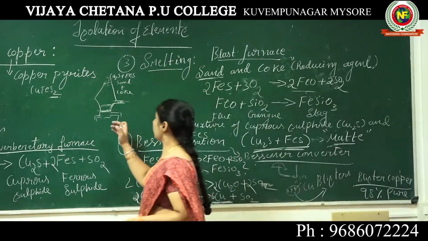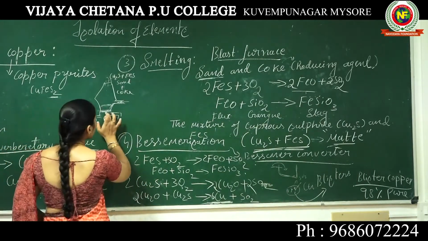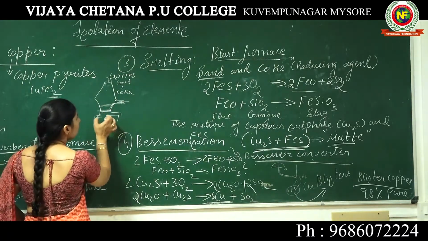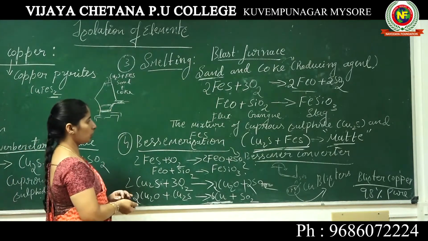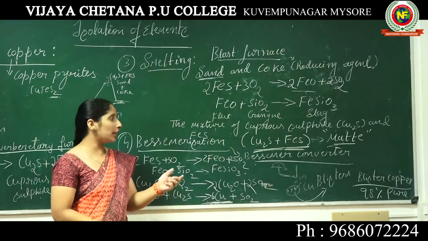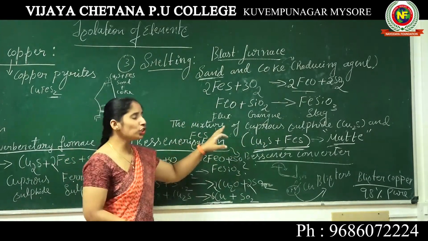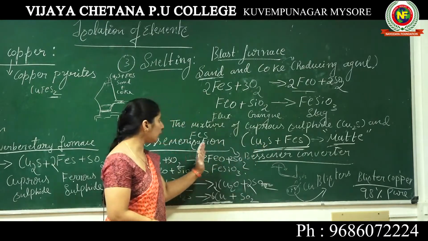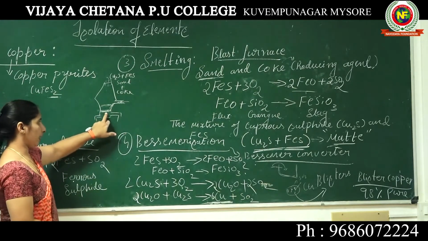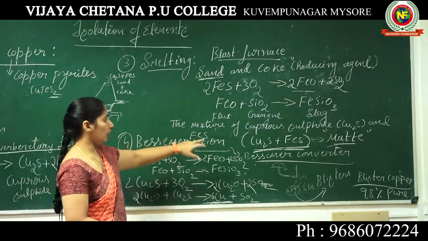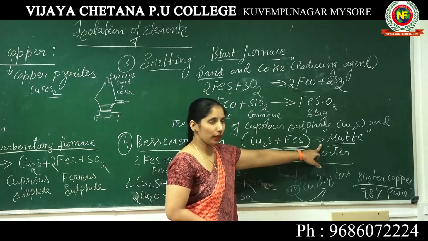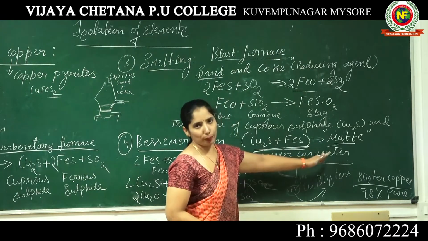Hence they will collect at the bottom of this blast furnace. Here the mixture is deposited below the slag. What does the mixture consist of? The mixture consists of cuprous sulfide Cu2S and traces of unconverted ferrous sulfide, deposited at the bottom of this furnace. That Cu2S and FeS mixture, that composition, we call matte, or copper matte.